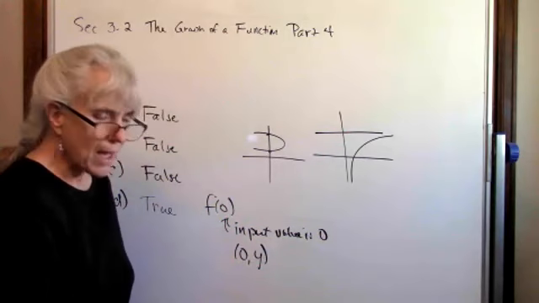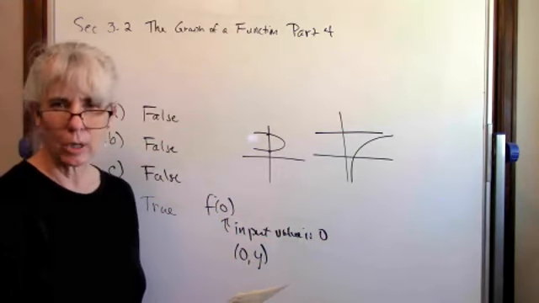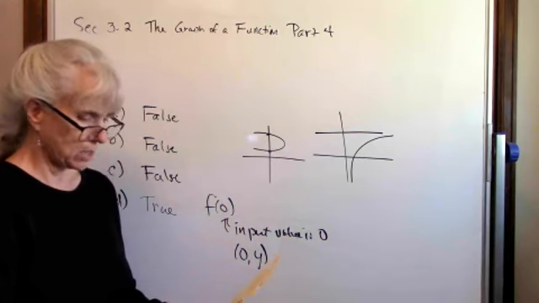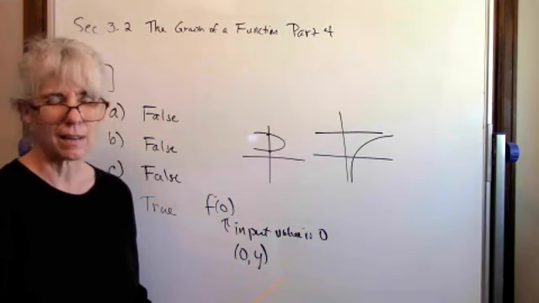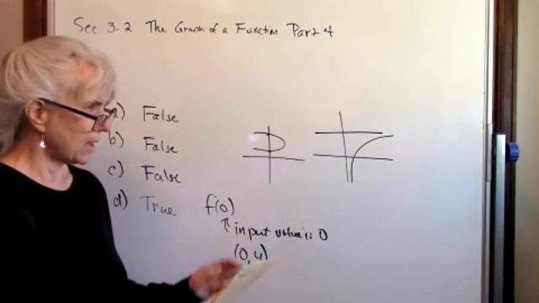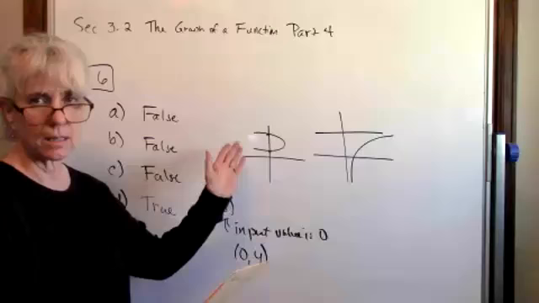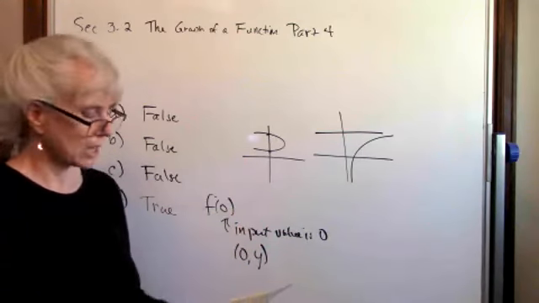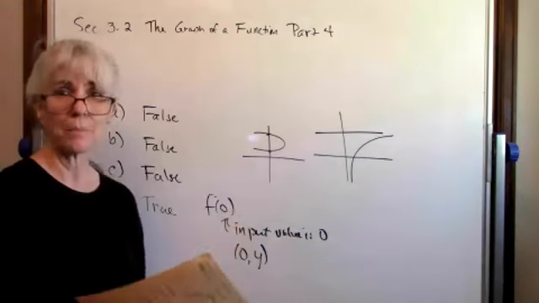The last part of that we can't actually do yet, but it's a look ahead. It says, even functions have graphs that are symmetric with respect to the origin. We haven't talked about that yet, but even functions have symmetry to the y-axis, so it's a false statement. We'll come back and take a look at that statement again in a later section. And that wraps up section 3.2.